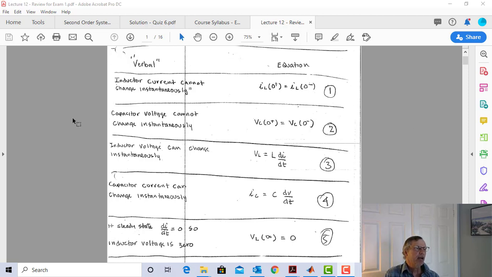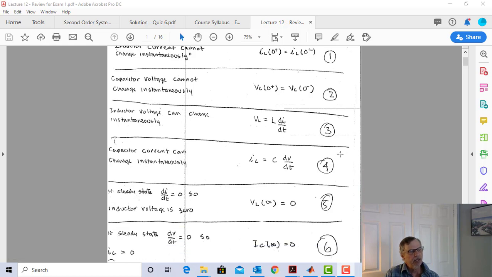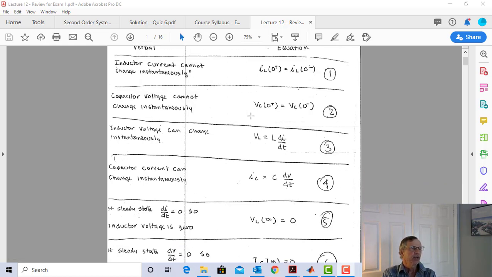But let's get back to our rules. The inductor current cannot change instantaneously, but the voltage can. For the capacitor, it's the other way around. The voltage can't change instantaneously, but the current can change instantaneously. That sometimes messes students up, so make sure you're cool with that. Make sure you got that. So we did our cannots and we did our cans.